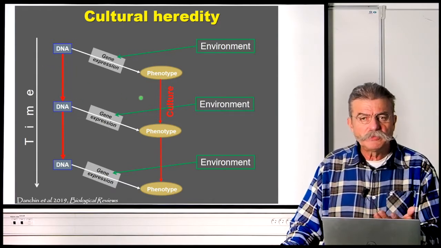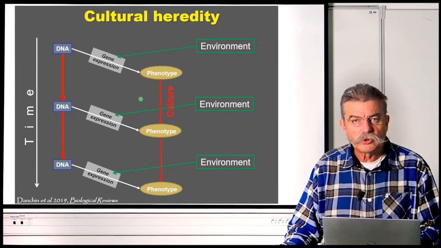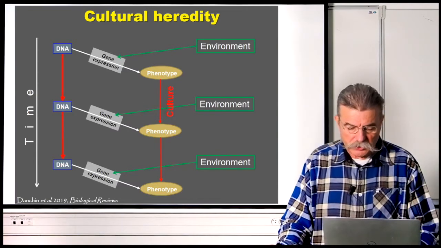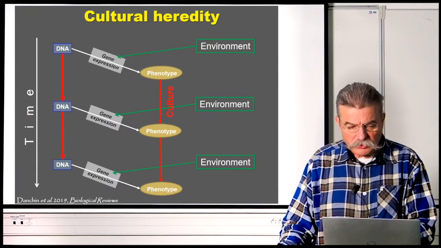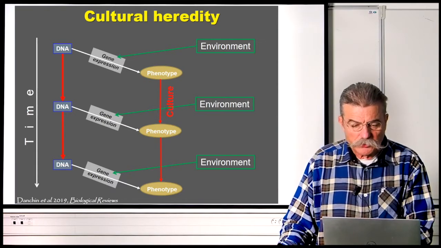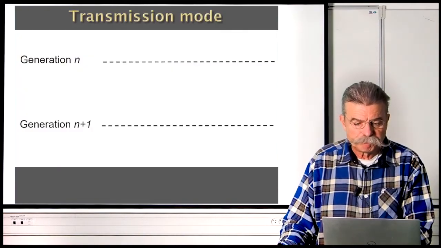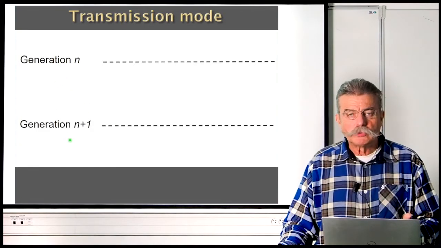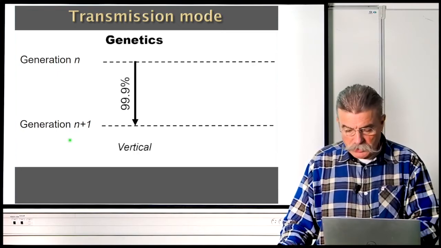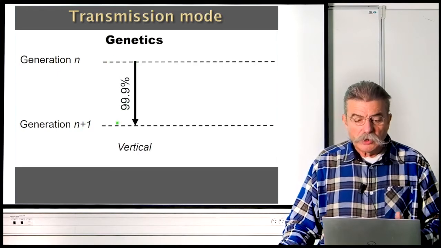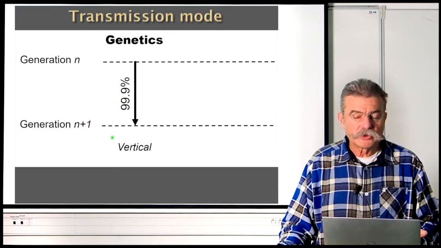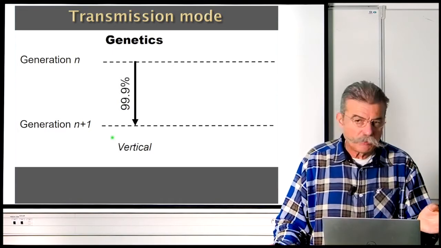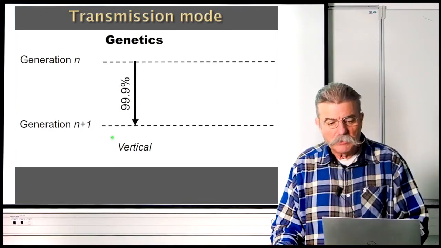If you look at this, it seems to be completely parallel to genetic transmission, as if it had the same properties as genetic transmission. And to show that this is not the case, it's important to focus on the transmission mode. To study this, the best way is to take one generation and the next generation. And we know that genes, genetics, are transmitted purely vertically from one generation to the next. All of my genes were transmitted either by my biological mother or by my biological father.